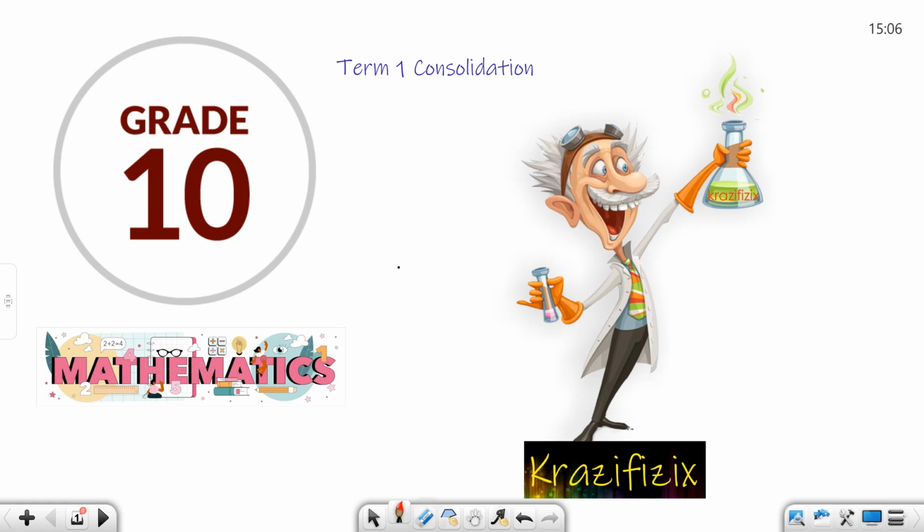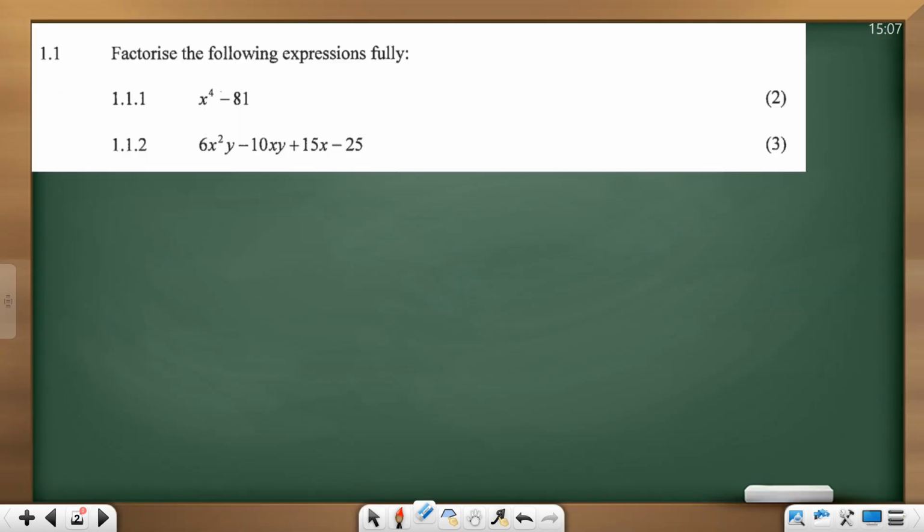Okay, so let's quickly look at a few consolidation questions based on what we've done so far. Now, look at this one. It says factorize fully. The first thing that comes to my head when I'm looking at x to the power 4 is that it's a difference between two terms. There's nothing common there, but it said I should factorize. I can write them as even squares. So this can be written as x to the power 2, all squared, minus 9, all what? Squared. I hope that makes sense.